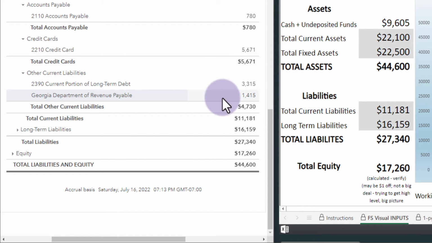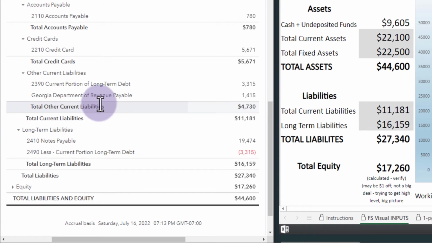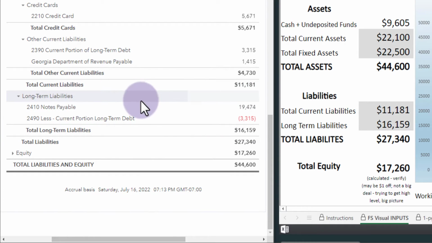Okay, so that's fine. And then if long-term liabilities were getting out of hand, I'd want to come in here to see what's happening in long-term liabilities. I just have that one loan to pay back. So that's what's happening back over here. Okay, let's drop down equity to see what's here.